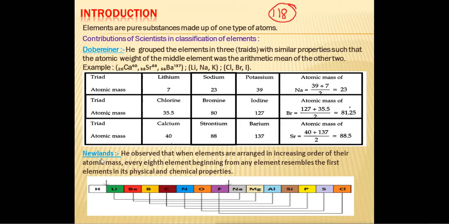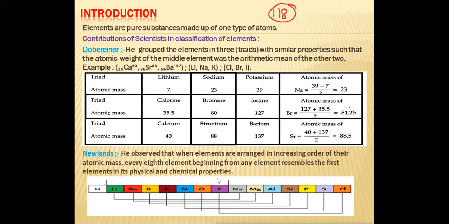Now what he did, he observed that when elements are arranged in increasing order of their atomic masses, for example, first atomic mass 2 will come, after that atomic mass 4 will come, after that atomic mass 6 will come, like that. If the elements are arranged in increasing atomic masses, every eighth element beginning from any element resembles the first element in its physical and chemical properties.